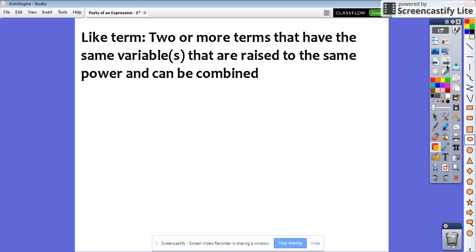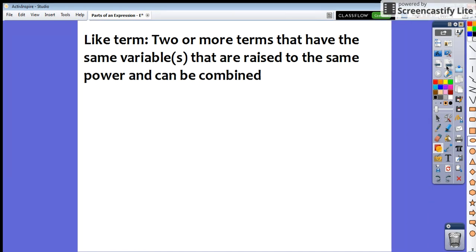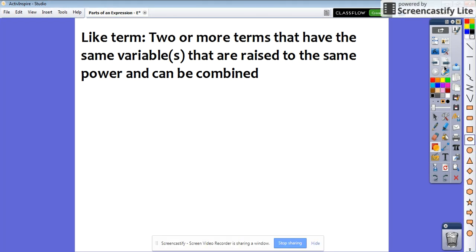So now let's look at our definition of like terms. Two or more terms that have the same variables that are raised to the same power. That's your exponent and can be combined. Remember, your exponent and your variable both have to be the same in order for them to be like terms. So make sure you go ahead and pause it and fill in the definition for like terms.